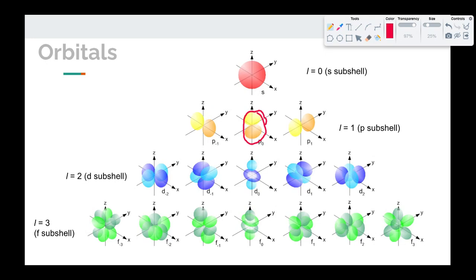When l equals 2, that's called a d subshell, and these have 4 lobes, like 4 regions that make up that orbital, there and there and there and there.